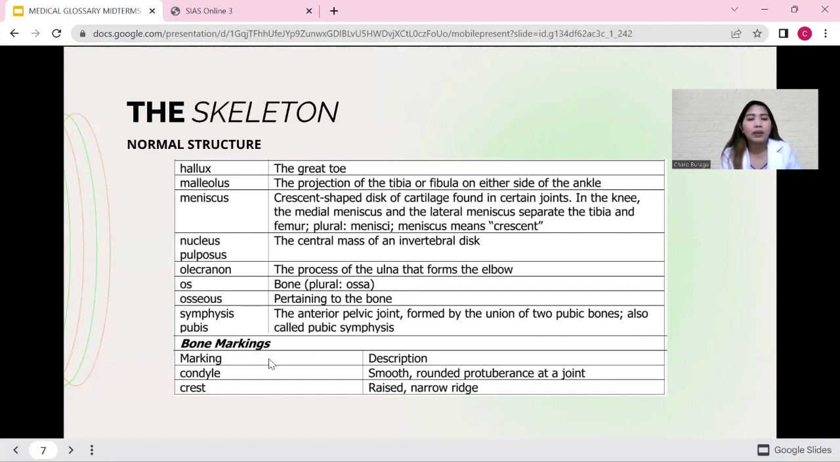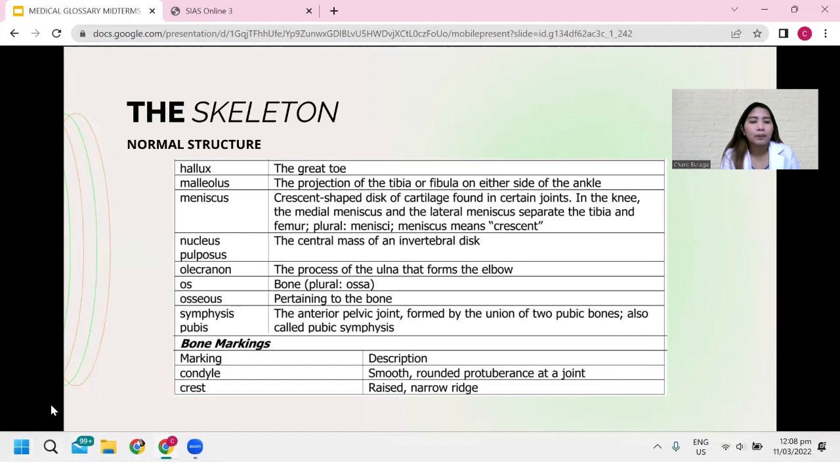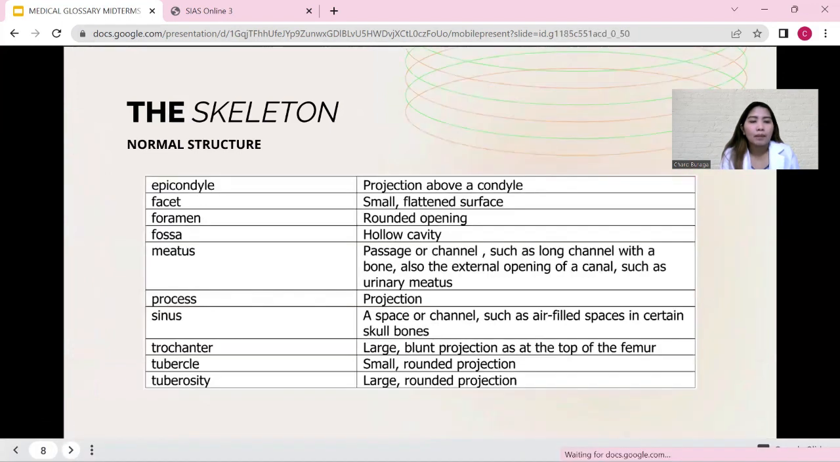O bone markings, what are the markings? Condyle, smooth, rounded protuberance of a joint siya. If this is the joint, andito sa gitna, ito yung ball and socket, nandito yung condyle. Okay? Crest, raised narrow ridge. Epicondyle, the projection above the condyle. Facet, small flattened surface. Foramen, rounded opening or foramen ovale. Ibig sabihin, foramen, opening siya, rounded.